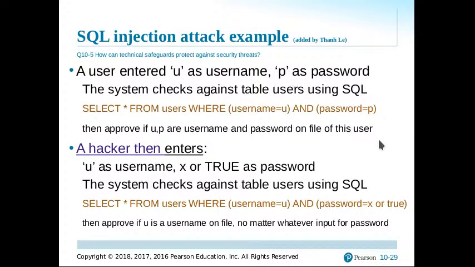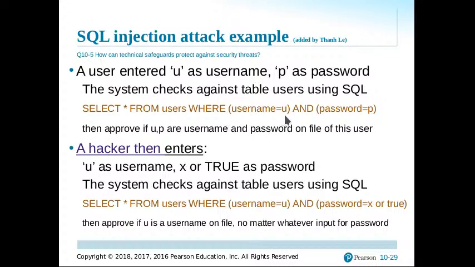For example, the developer of the system asks the user to enter a username and password each time the user wants to log into the system. Regularly, the user will enter a username U and a password P in order to log in. And in the system, the dev does something like this: he selects from the database named users where the username equals U and the password equals P. If there is a user like this, that means this is a right user of the system, and the system lets the user log in.